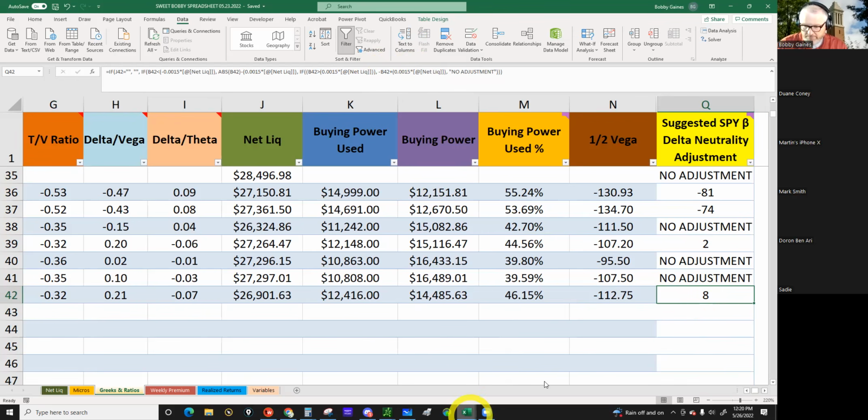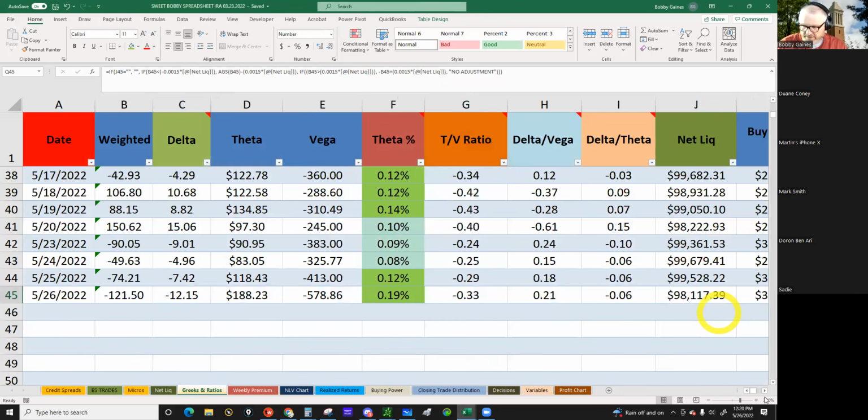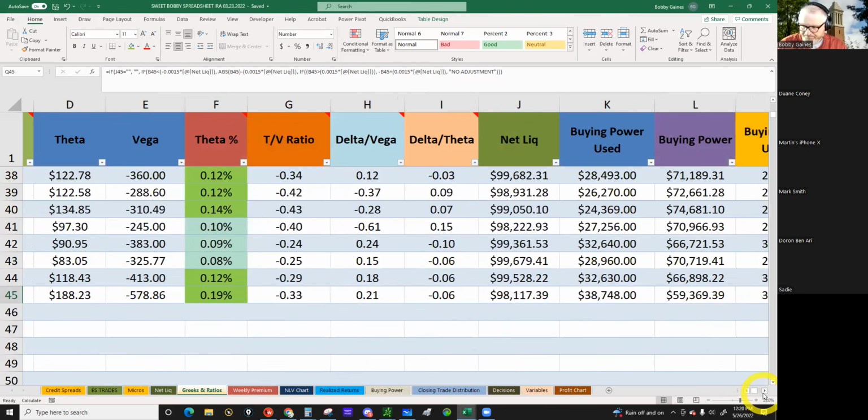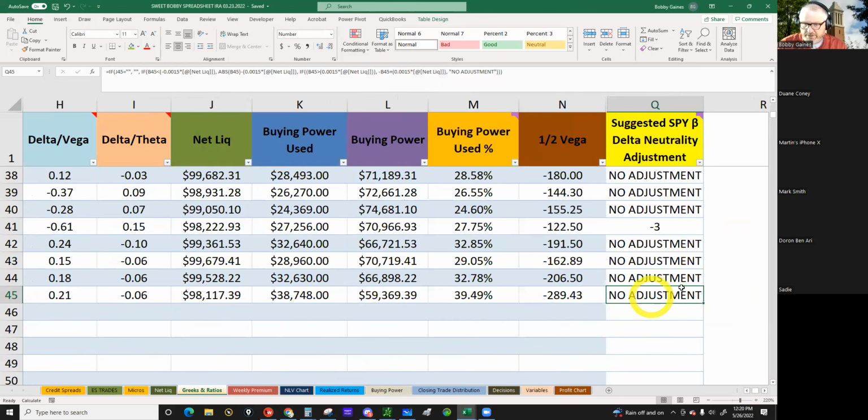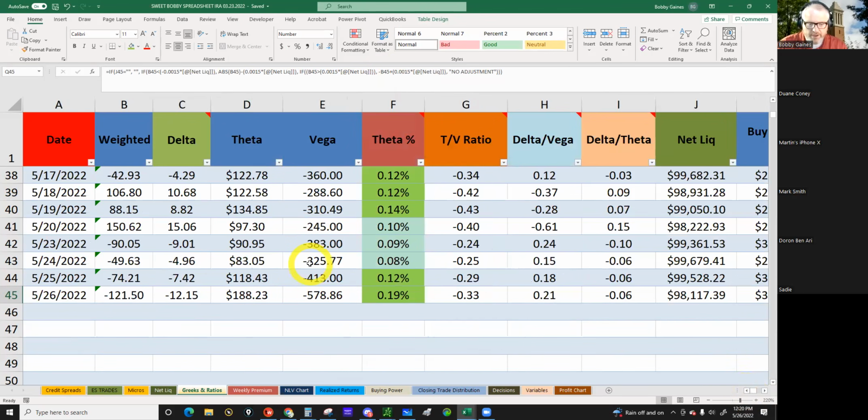In the IRA, it says that I am delta neutral. Make sure that's right. Negative 45 plus. Yep. So that's the right formula. Everybody's working good. So in one account, I need to probably do one thing, and in the other account, I need to do another. But I'll probably do the same thing in both of them because I've got negative delta in both of them, right? You see this, I got negative delta in both of them.